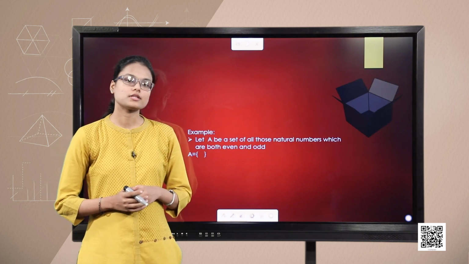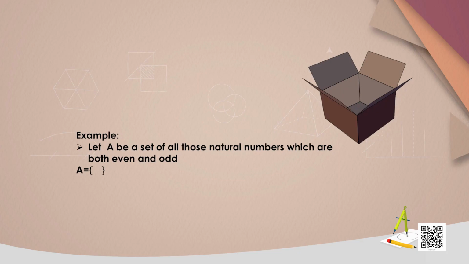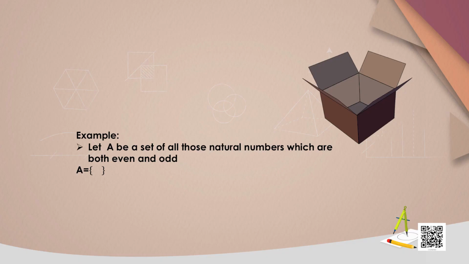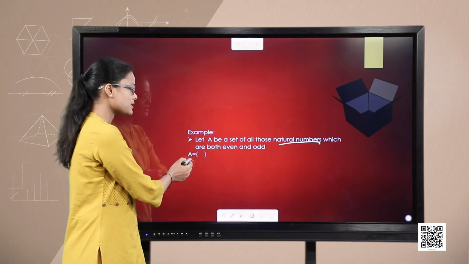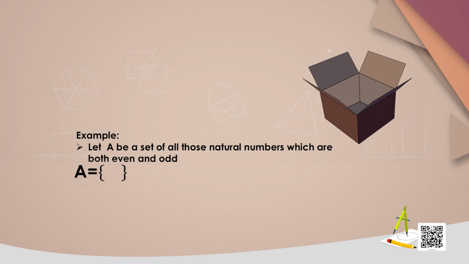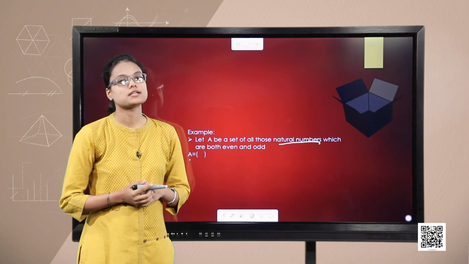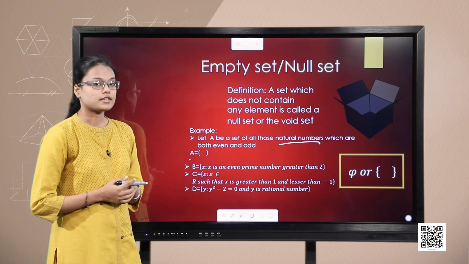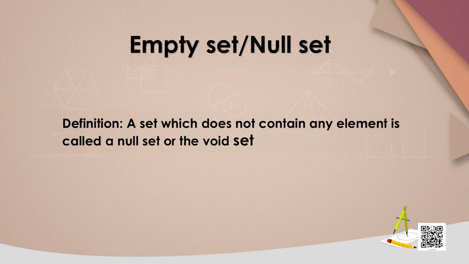So, let us observe this example. In this example, we have to find a set of all those natural numbers which are both even and odd. Can we have a number which is both even and odd? No. You may see that the set A is empty. Yes, this is the first type of set, the empty set. According to the definition, a set which does not contain any element is called a null set, void set or an empty set.